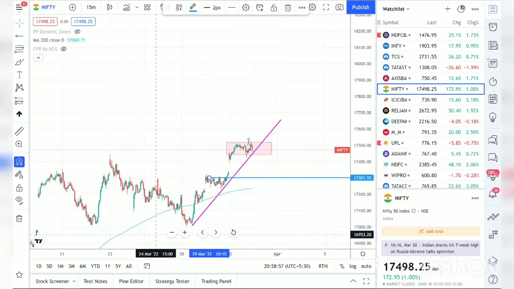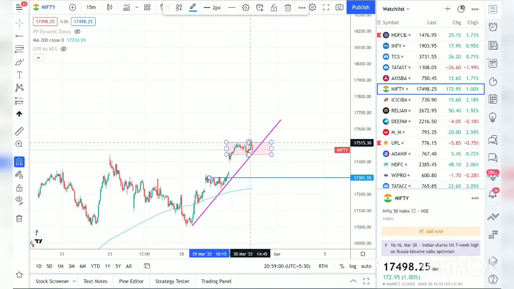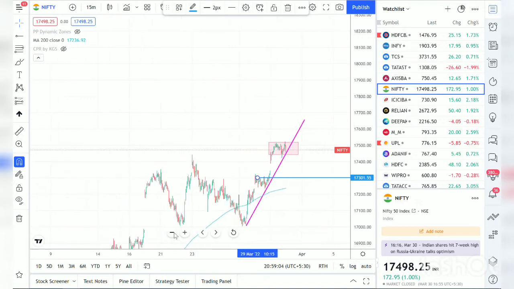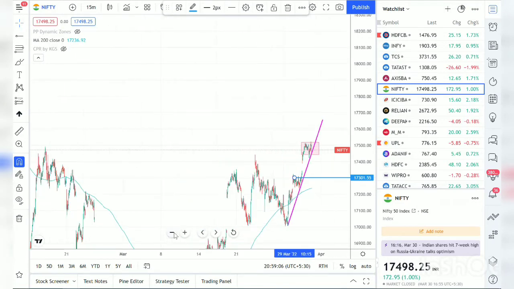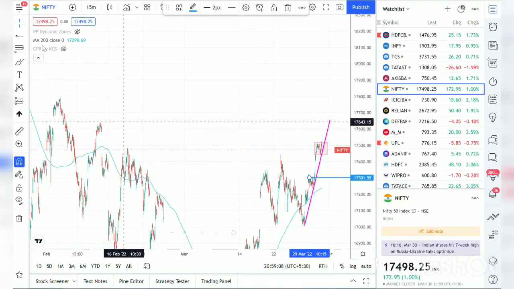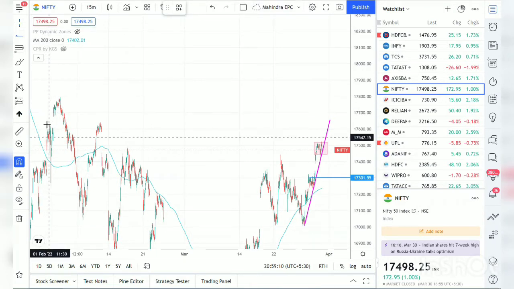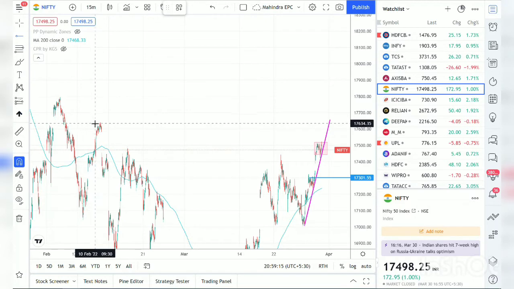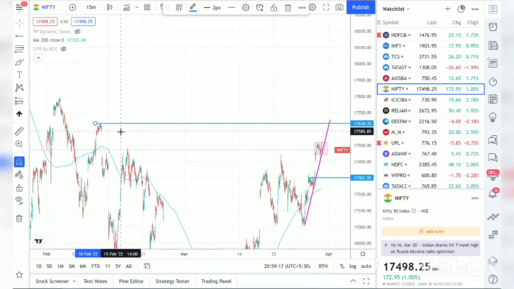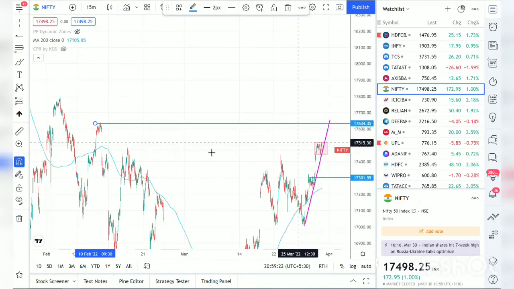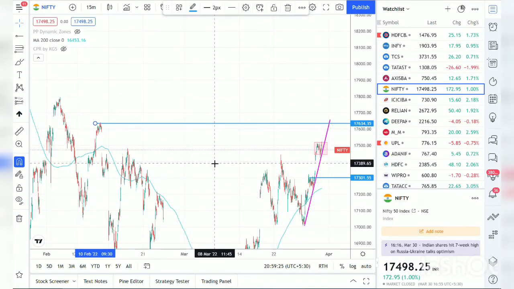For the target, if we break this 17,520, then for the target that comes out, we will go back and see where the resistance was earlier. We can see the resistance in this particular area, right? So that is like 630, 640. Okay, so 620, that will be my resistance area. Okay, and this is the trade that I am coming up with after looking at the charts.